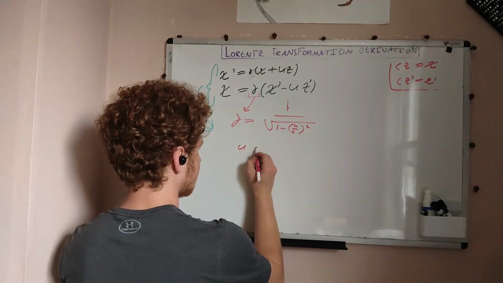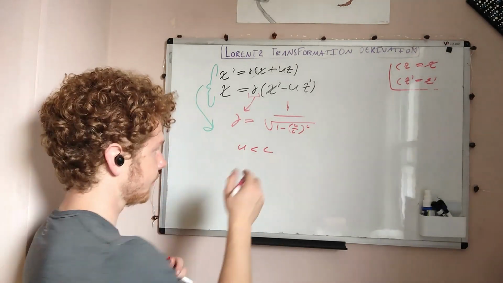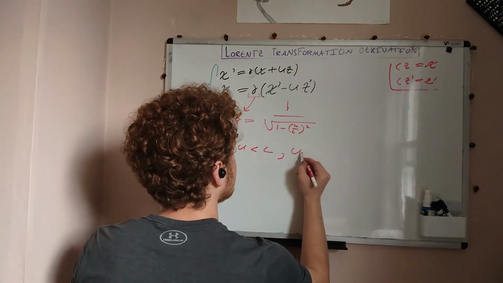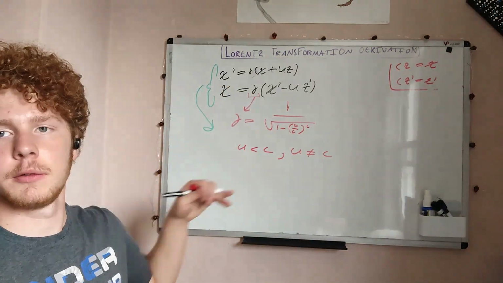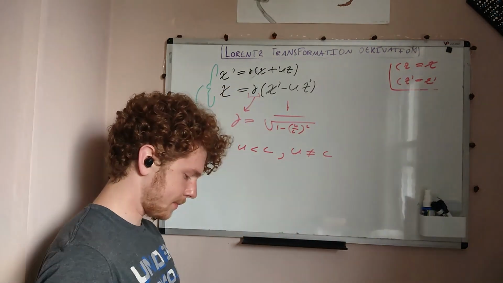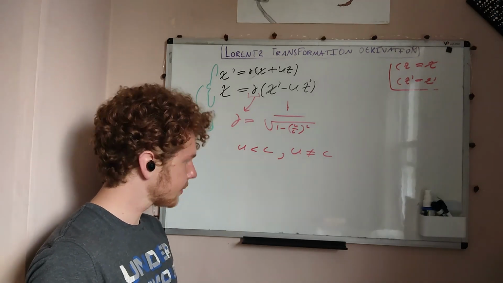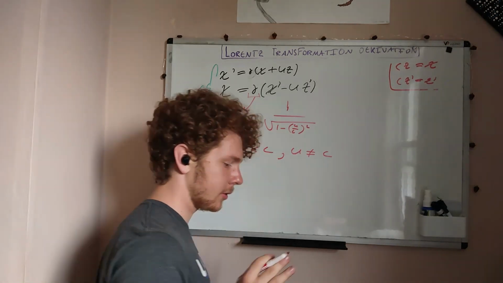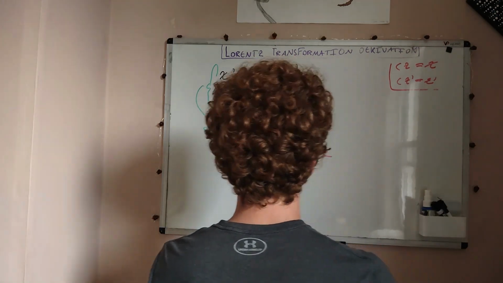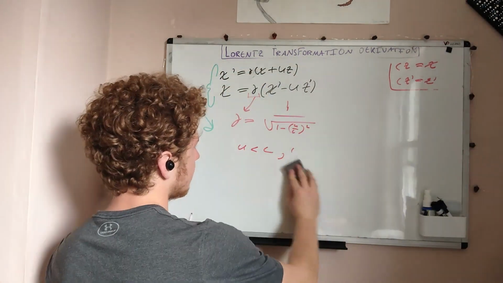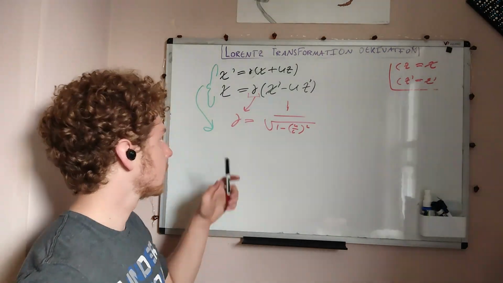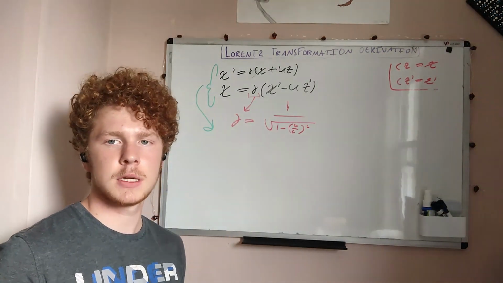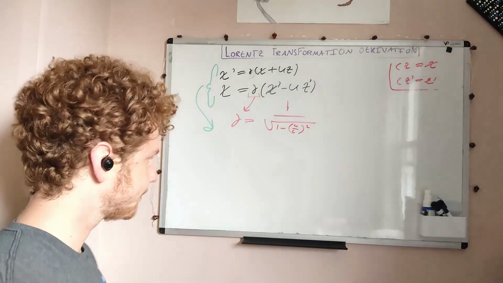No, we could just say u is less than c, and u does not equal c. However, this is just the speed of that observer that's moving. And now let's find a parallel from the Galilean world, where it's the first scenario we did, where everything is very typical, to this one right now.